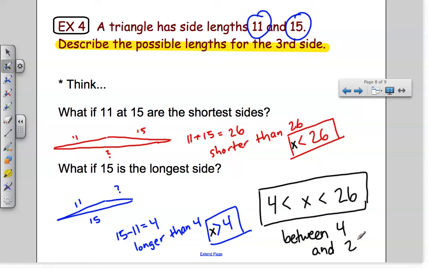Now it seems like a lot of work went into this. Realize all we did was first we added the two numbers and said it had to be less than that. Then we subtracted and said it had to be greater than that. And we wrote it as a combined inequality that that side length is between 4 and 26. 4 is less than x is less than 26. Alright, so have those two problems done, deciding whether it can make a triangle. Talking about triangle inequalities today.